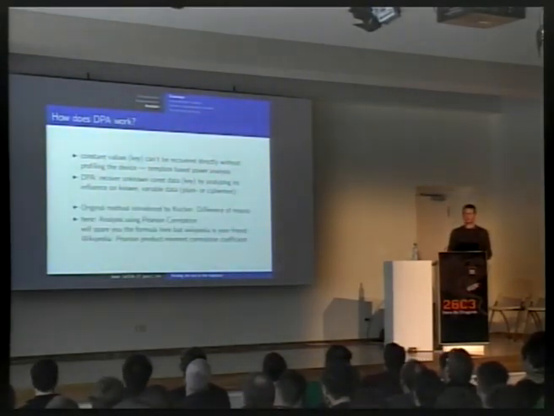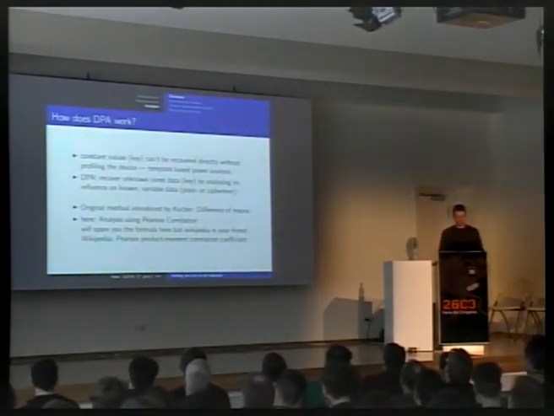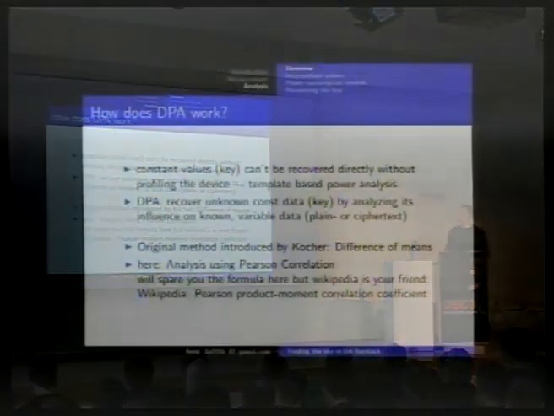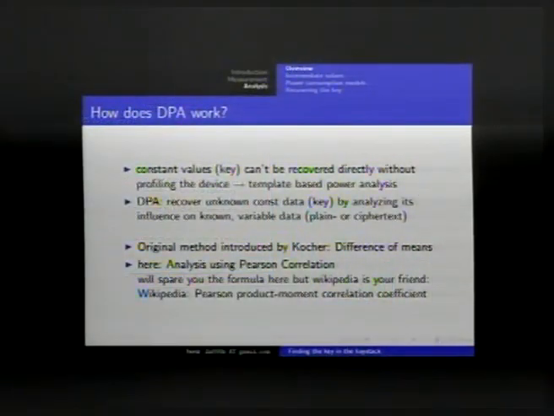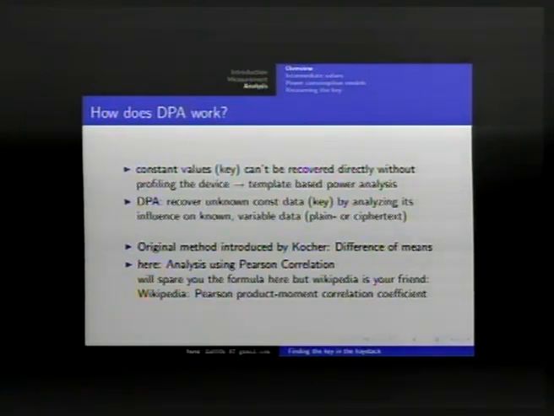The original method was introduced by Kocher as the difference of means. I won't explain this method here, but rather I will do the analysis using the Pearson correlation. This is a more powerful method, and I'll spare you the formula here. You can find it on Wikipedia. I put the links in the slides. They should be on the website now.